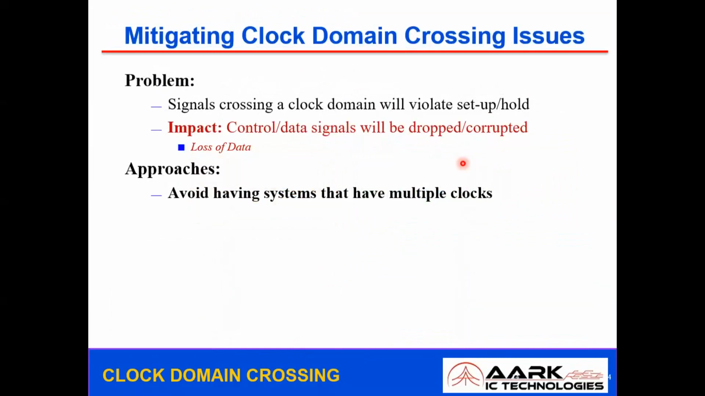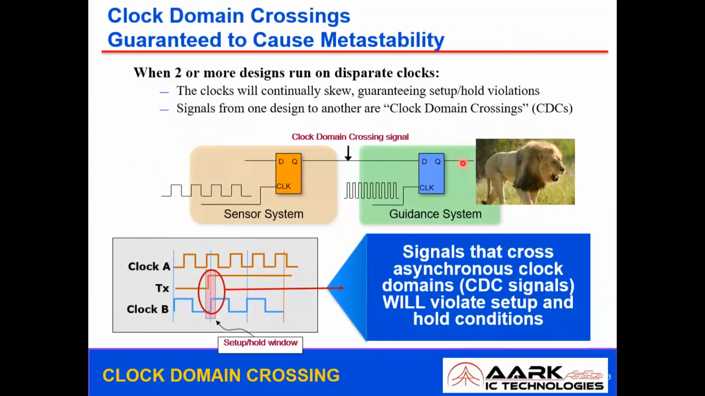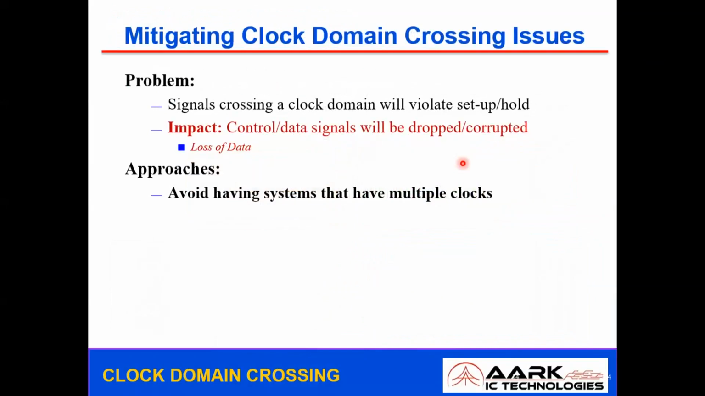losing the data. So the impact is that you might corrupt the control data or you might corrupt the data signals. If you look at the previous scenario, there is a transfer of data from one clock domain to another clock domain. A sensor system has detected something and it has transmitted. There's a control signal passing from one system to the other system, or it might be data going to a guidance system. So there might be a loss of either control or data signals, which might lead to a loss of data. So what are the approaches that we have?